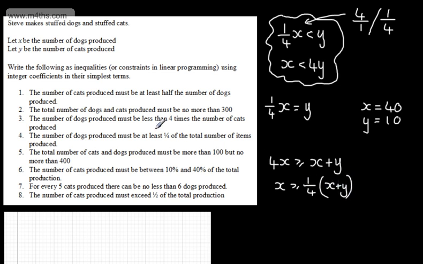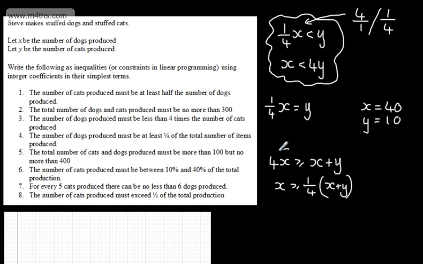So the number of dogs produced must be at least 1/4 of the total number of items produced. This is the total number of items produced, so I've written the reciprocal. Now let's look at this fairly straightforward from here. We need to give this in its simplest form. At the moment it isn't.